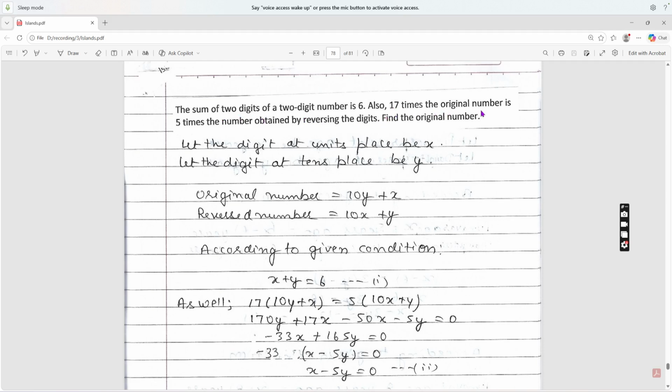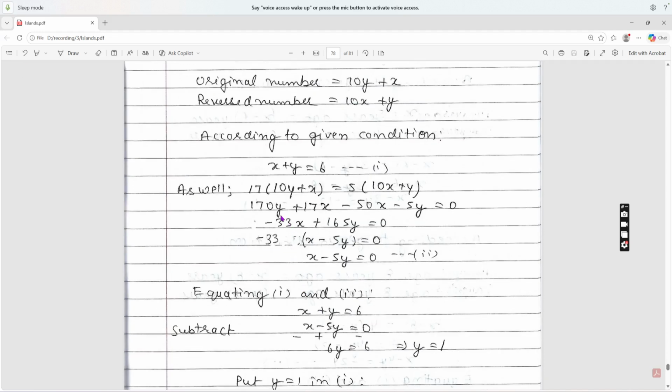Also, 17 times the original number means we are going to multiply 17 by the original number, and the original number is 10y plus x. So 17 into 10y plus x is equal to 5 times the new number, or the number obtained by reversing the digits, or the reverse number. Why? Because it is clearly mentioned 17 times the original number is 5 times the number obtained by reversing the digits. Whenever this is written, we put the sign of equality. And the number obtained by reversing the digits is nothing but 10x plus y, because it is a reverse number, or a new number.